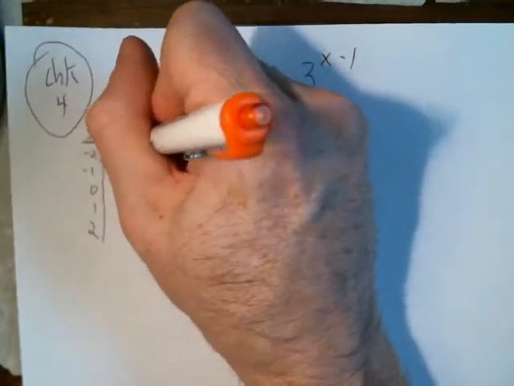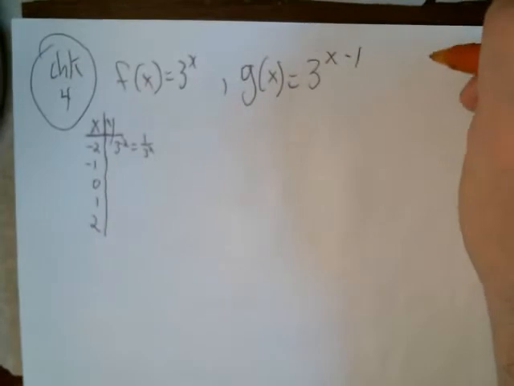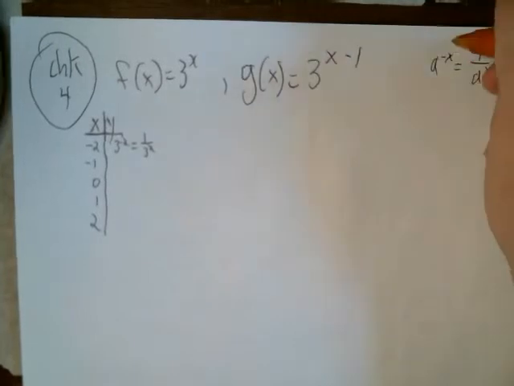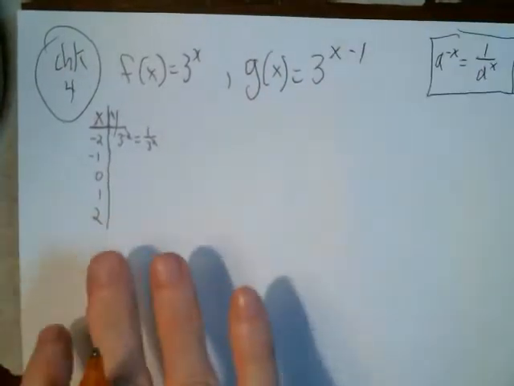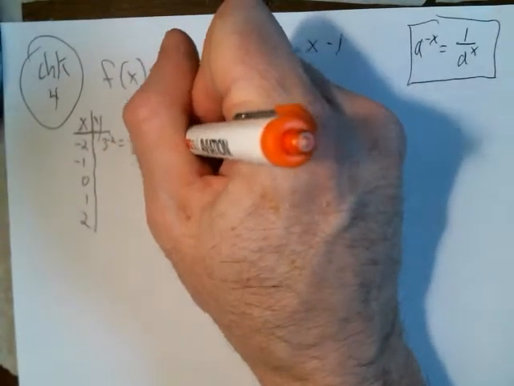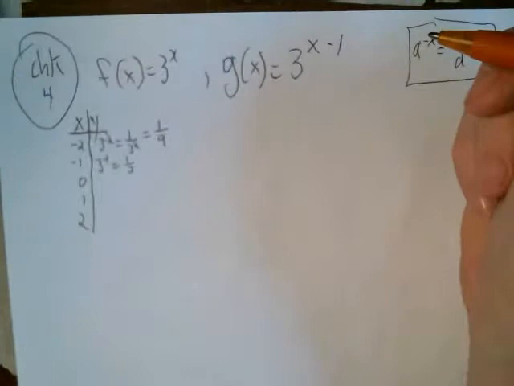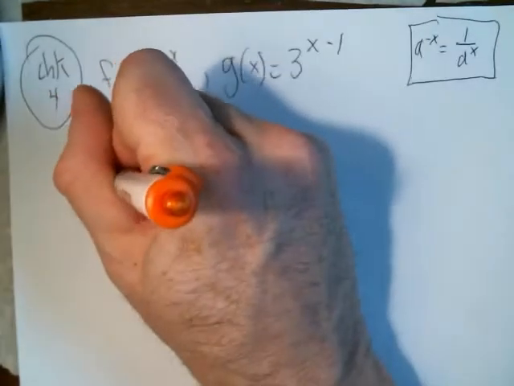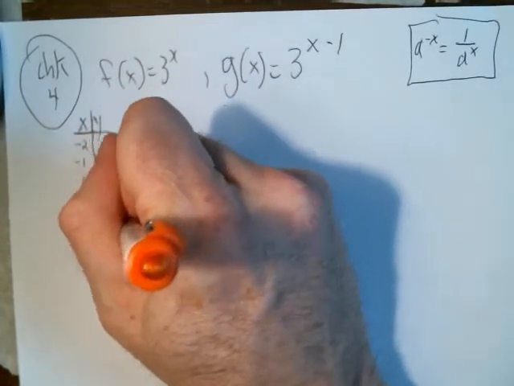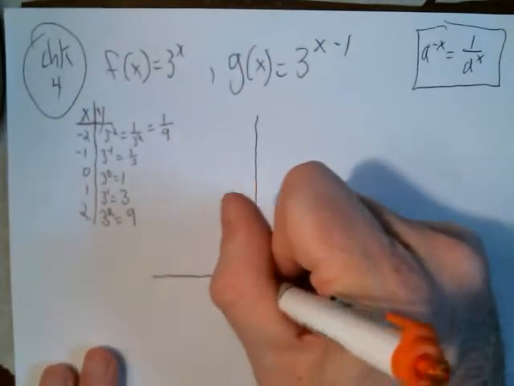So I have 3 to the -2, which is the same as 1 all over 3 to the 2. So remember your exponent rules. If you have a to the -x, that's the same as writing 1 all over a to the positive x. So 3 to the -2 is 1 over 3 to the positive 2, and then that's 1/9. 3 to the -1 is 1 all over 3 to the 1, which is just 1/3. 3 to the 0, of course, is 1. 3 to the 1 then is 3, and then 3 squared is 9. Okay, so we got a nice table, and we can go ahead and get our picture started.